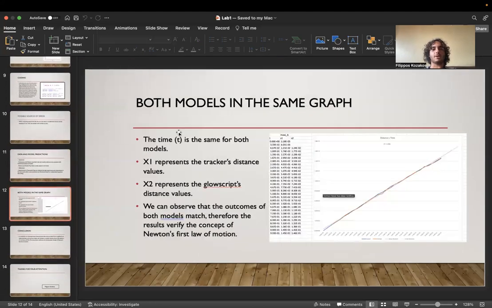Now, both models in the same graph. The time t is the same for both models. X1 represents the tracker's distance values, X2 represents the GlowScript distance values. We can observe that the outcomes of both models match, therefore the results verify the concept of Newton's first law.